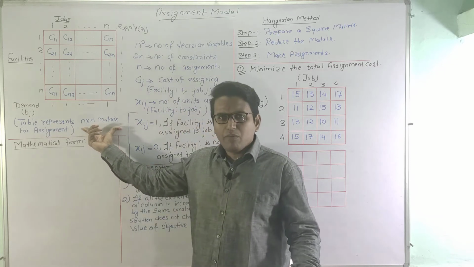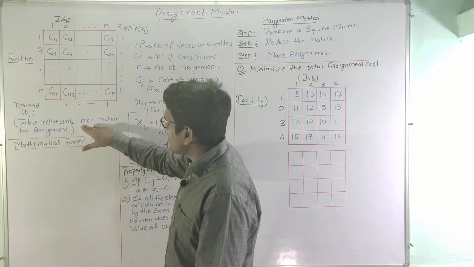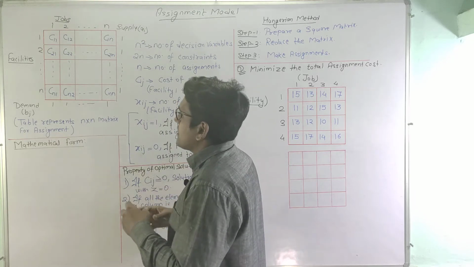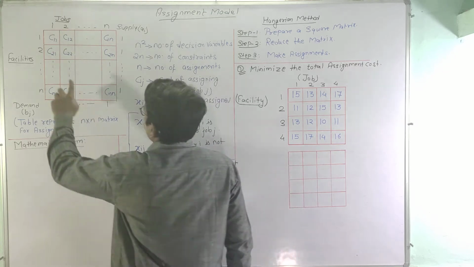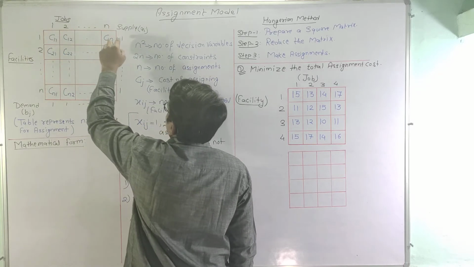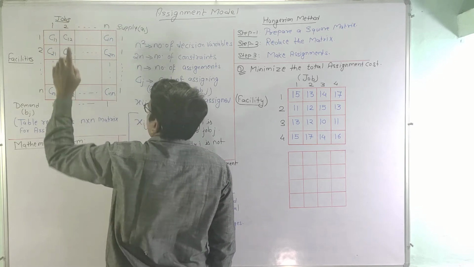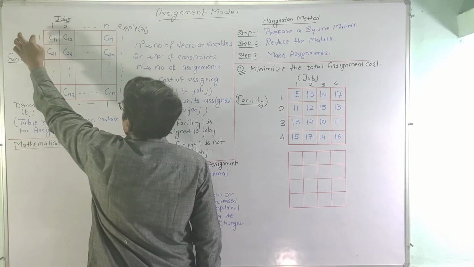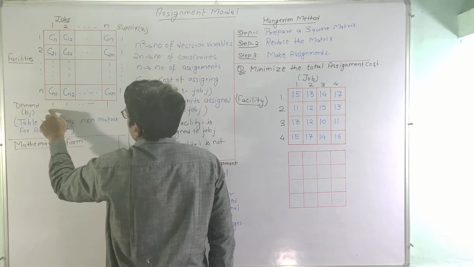In transportation model we have an n cross m matrix, and in assignment model we require an n cross n matrix. So why is it so? As we say, each facility has been associated with one and only one job. That means facility 1 can be associated with any one job. So the supply here is 1. Similarly, each job can be associated with one and only one facility. That means job 1 can be assigned to facility 1 or 2 or 3 or n. So here the demand also is 1.